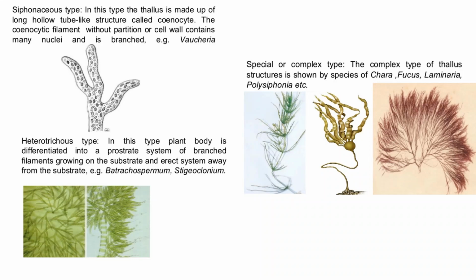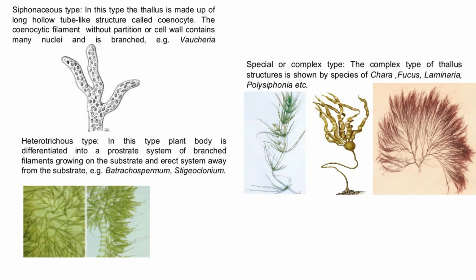Next is the heterotrichous type. In this type, the plant body is differentiated into a prostrate system of branched filaments growing on the substratum and an erect system away from the substrate. Hetero means different, so there are two different types of trichomes. One is the prostrate horizontal system, which is the filament that grows on the surface of the substratum, attached to it, and the second is the erect system, which is away from the substratum, not joined to it. In this way they have two differentiations, that's why it is known as heterotrichous. Examples are Batrachospermum and Stigeoclonium.